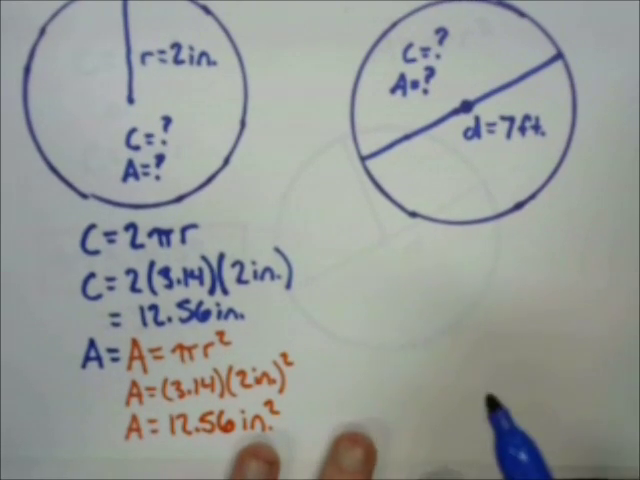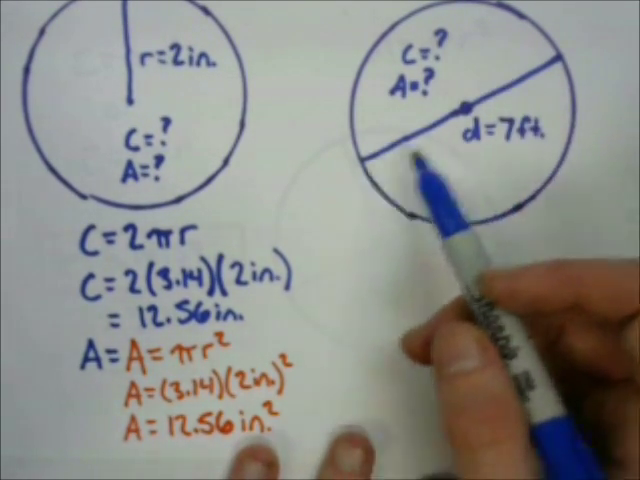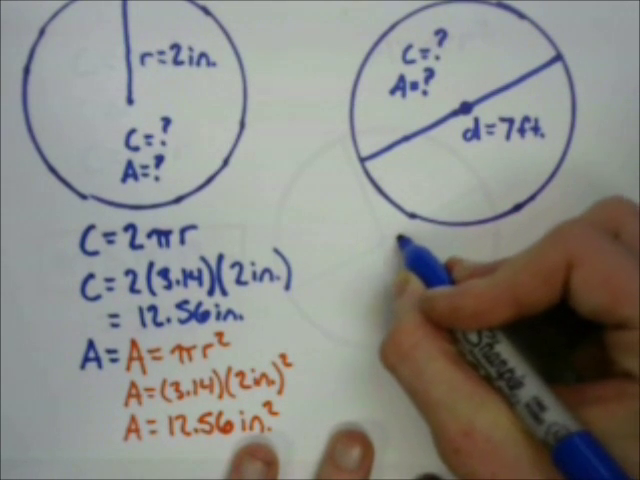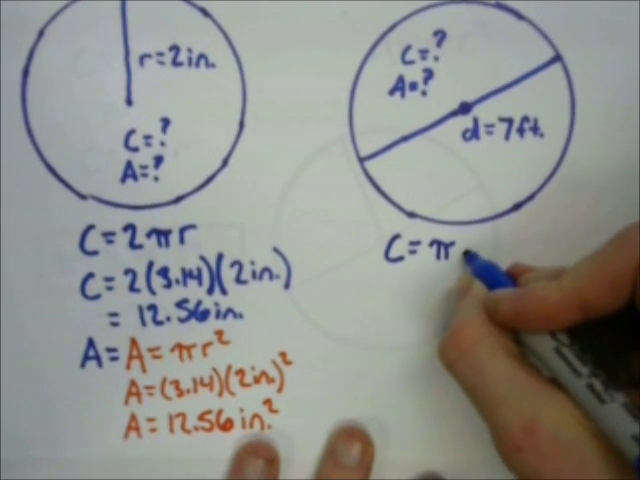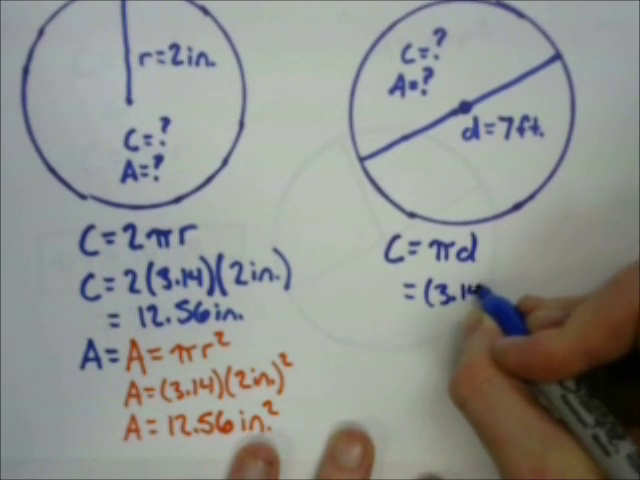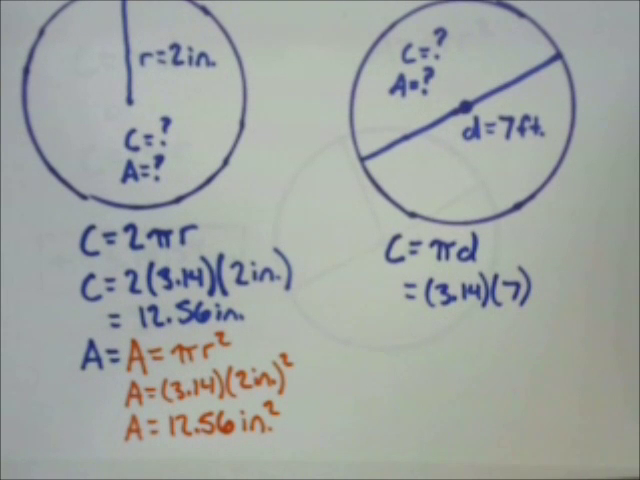So here, let's work the next one. Let's pretend this is a circular garden and the diameter across is 7 feet. So what we have to do first is circumference. And this is actually a little bit easier. It's just pi times diameter. So that is 3.14 times 7. And then we're just going to work that out on the calculator again off screen. 3.14 times 7. Feel free to do it with me.